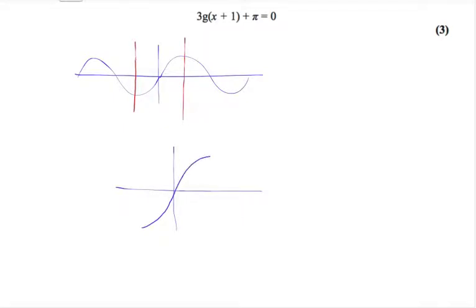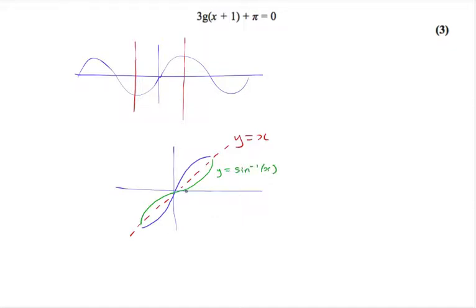We need to remember, because arcsine is the inverse of sine, we can find the inverse by drawing a reflection in the line y equals x. This goes with any functions or any graphs. You can find the inverse by drawing the reflection in the line y equals x. So reflecting the sine graph in the line gives us this curve, which is our arcsine.